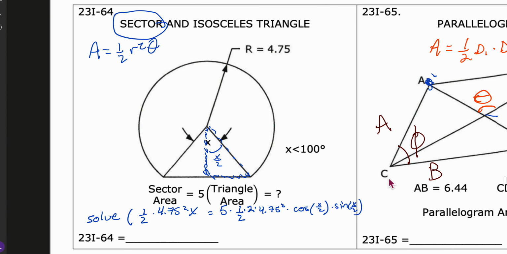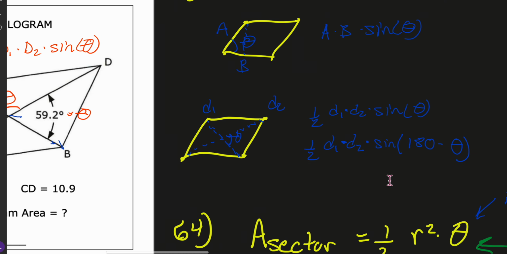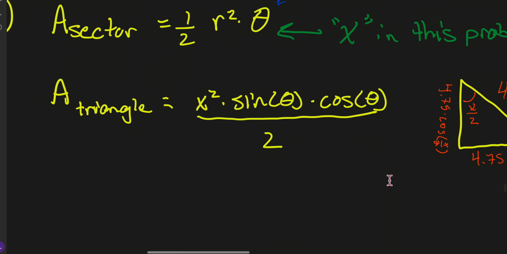64. 64 looks very intimidating. And it can look that way, but it can be pretty easy if you know the right formulas. Now, what are those formulas? The first one is the area of a sector.